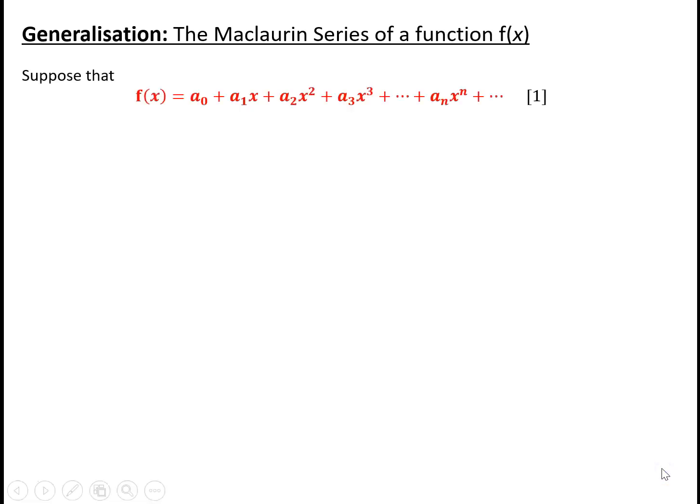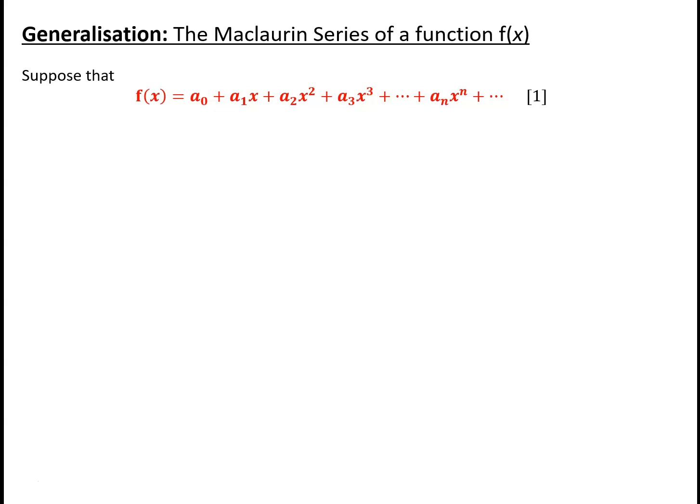Now what we want to try and do at this stage is generalize the process that we've just used to find the Maclaurin series of e to the x to get a formula for the Maclaurin series of an arbitrary function f of x. So we're going to suppose that f of x is equal to a0 plus a1 times x plus a2 times x squared plus a3 times x cubed, and has a general term of the form an times x to the n.